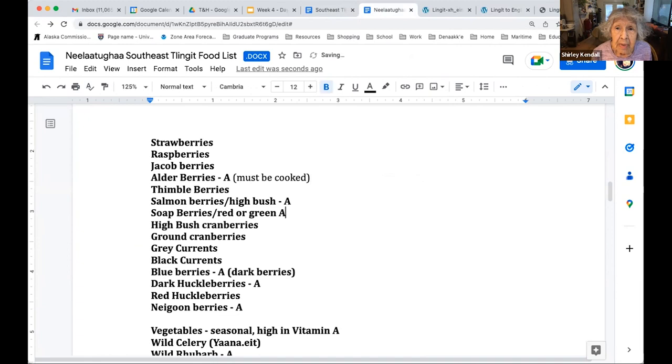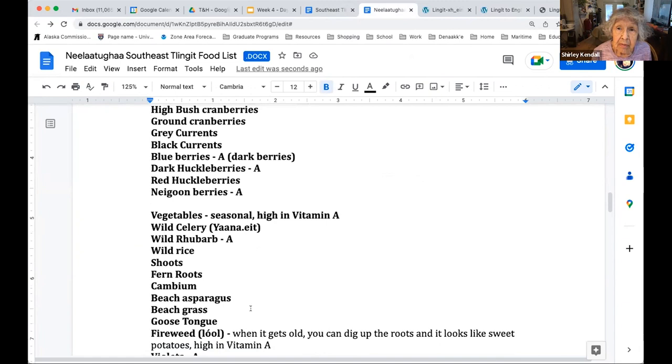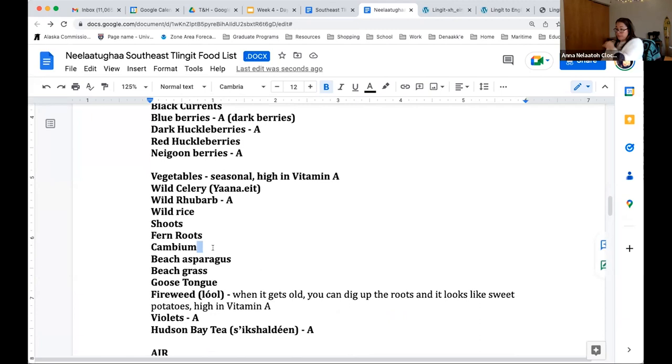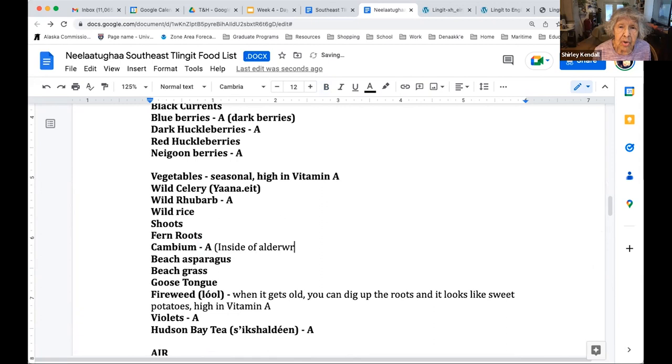It's the inside of an alderwood tree bark. We used to go in early April to get a tree, and I think my dad would pick it out in advance. So we get the tree, and what he would do is score the bottom of the tree with an axe, and then up and down the tree.